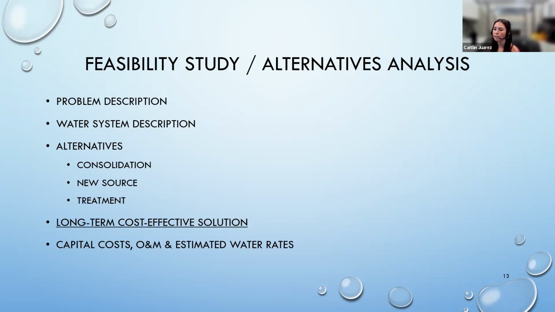And so when we're looking at the capital cost, the operation and maintenance, and what the water rates are, we really want to make sure that the solution we pursue is affordable for these residents. And you may be thinking, why is this long-term cost effectiveness important? But for example, treatment could have a lower capital cost, but a higher O&M. And so oftentimes funding is available for capital costs, but it may not be available for long-term O&M.